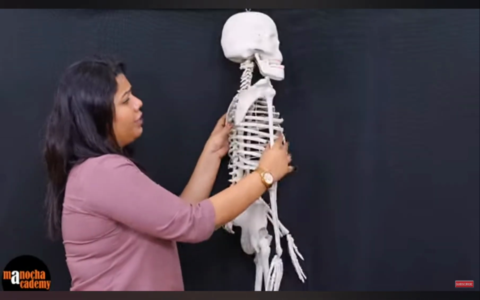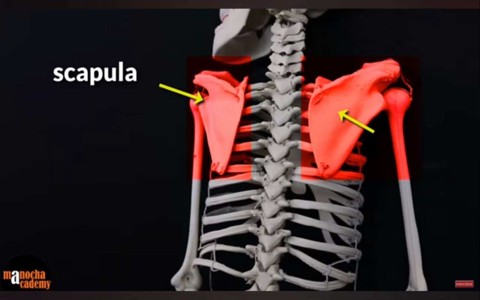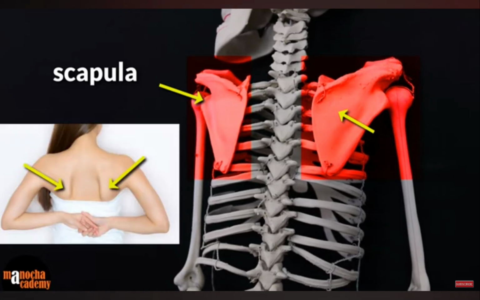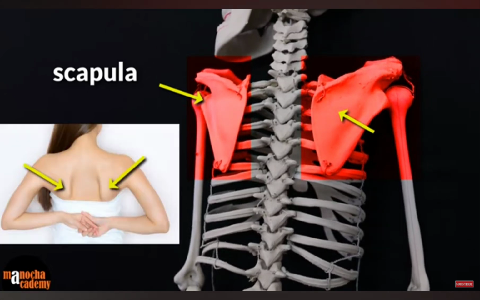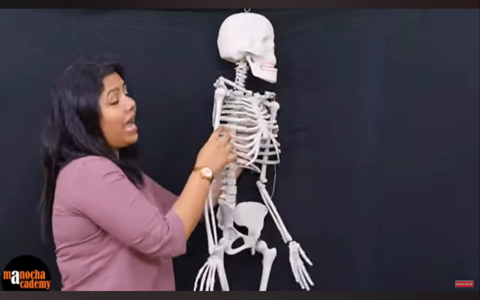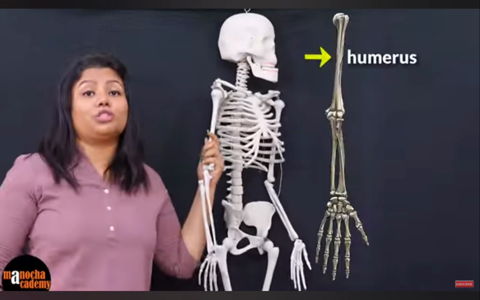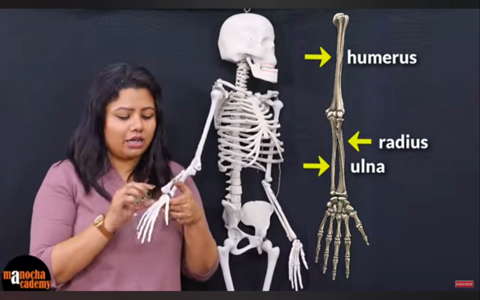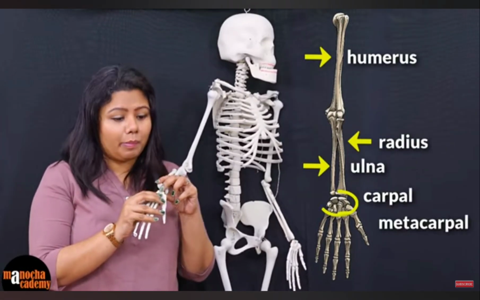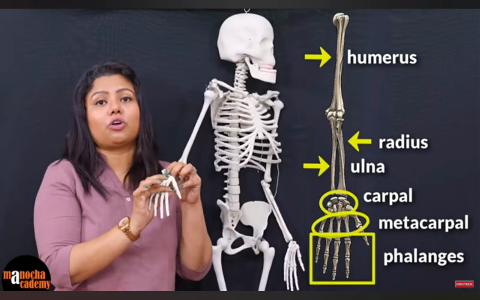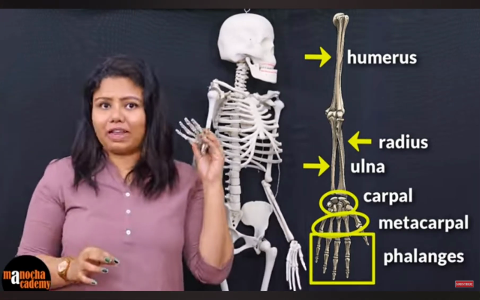If you look behind, you can see this triangular structure here. That's called the scapula. You must have noticed when you pull your hand back, you can see these 2 triangular structures projecting out a little bit. Now the hand consists of the first bone, which is known as the humerus, these 2 which are known as the radius and ulna, then there is the wrist called the carpal, then there are these regions, bones of these regions called the metacarpal, and then the phalanges.